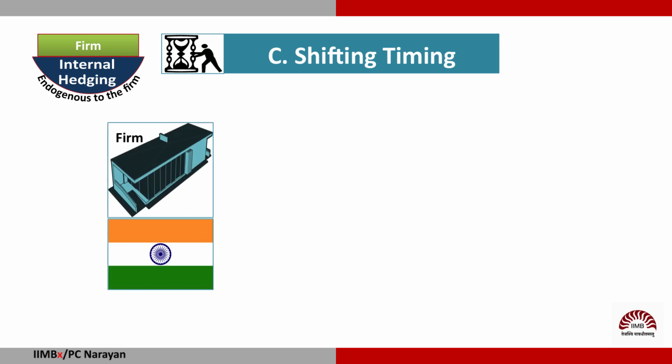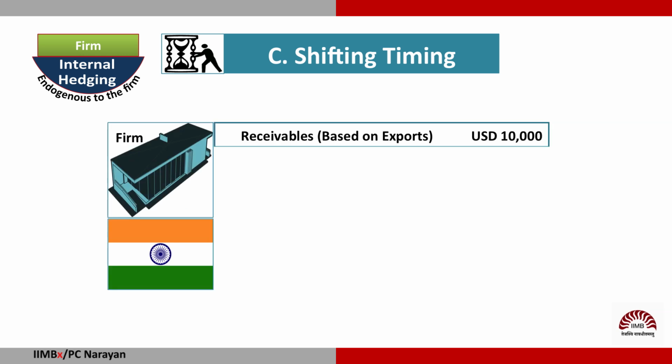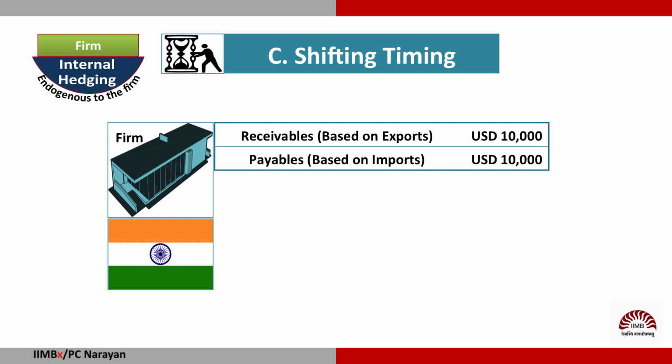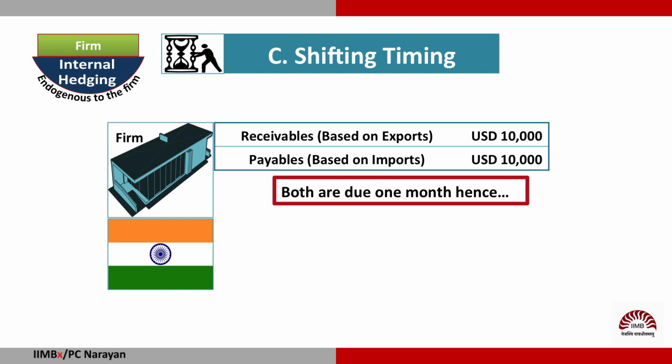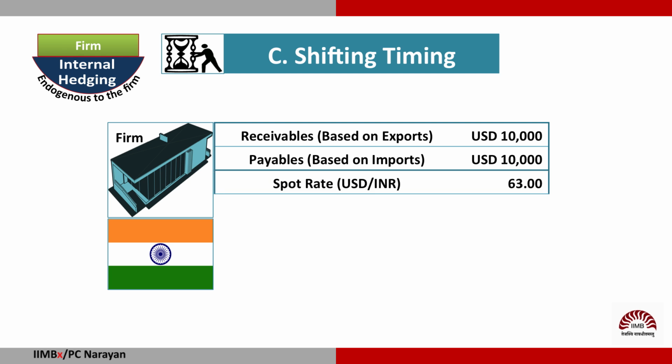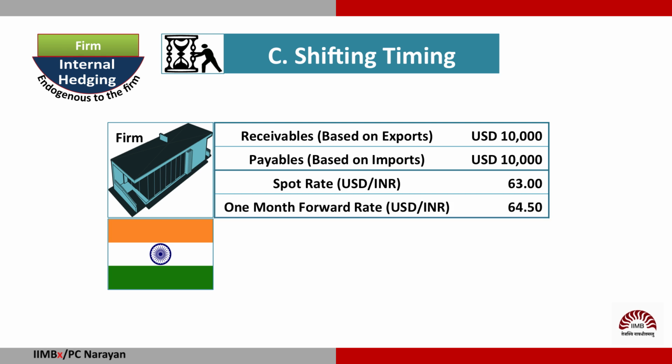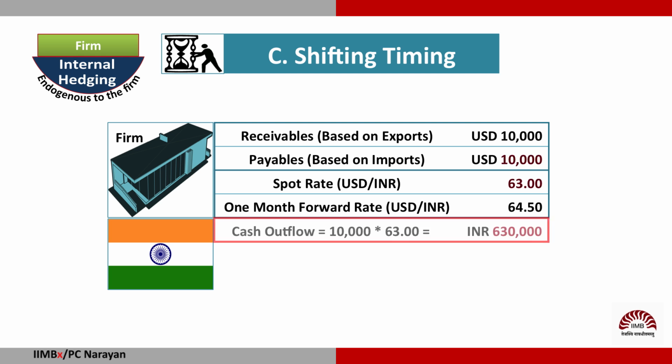Let's say a firm in India has receivables based on exports of US dollars 10,000 and payables on account of imports also of 10,000 US dollars. Both are due 1 month hence. If the spot rate is quoting at USD INR 63 and the 1 month forward rate is quoting at 64.50, the firm will do well to honor its payables, which is due 1 month hence, do it right away, so that the cash outflow is only 63 into 10,000, which is 630,000.